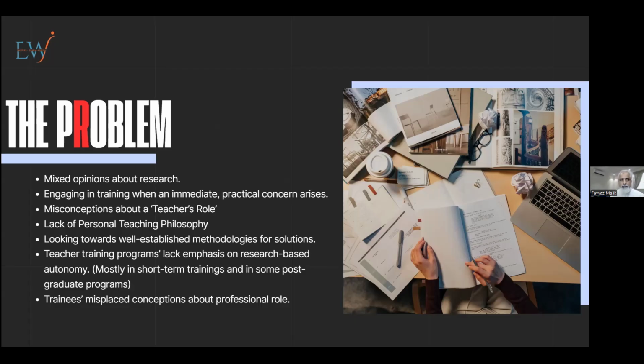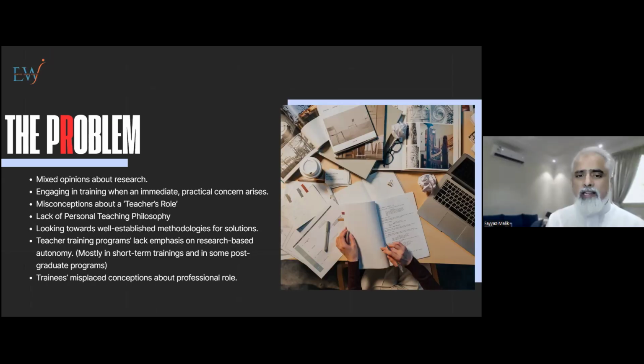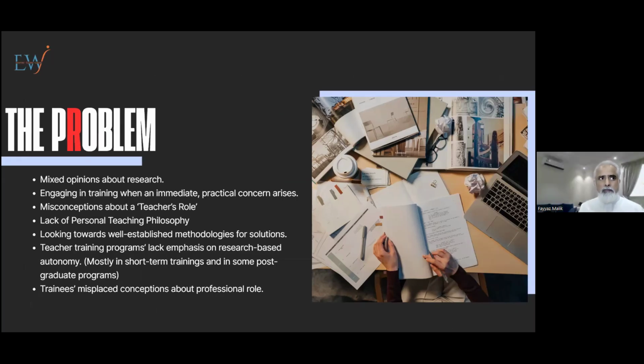The second problem is that we as teachers sometimes come to training about research only when a very practical concern arises. It can be about promotion. It can be something else, like you have to add something into your CV or something like that. So only at that immediate concern, in immediate need, people come to research.